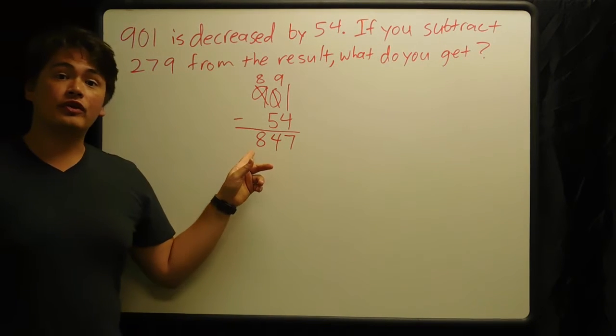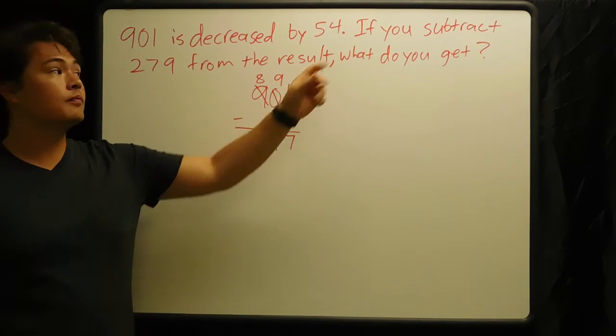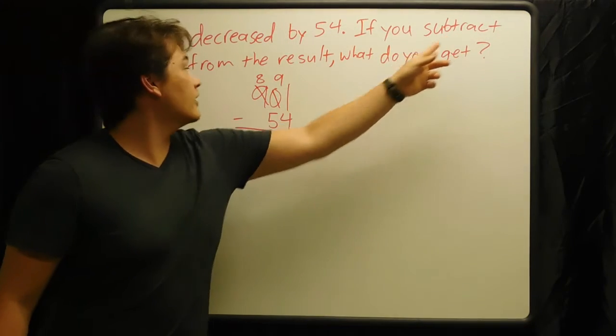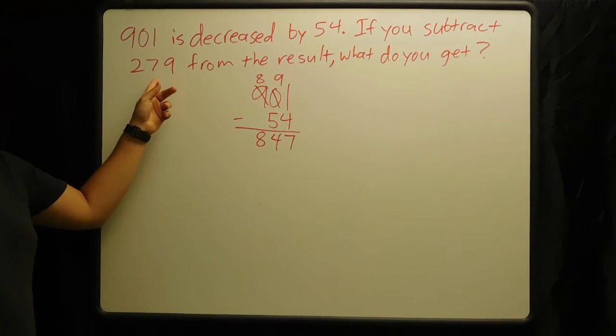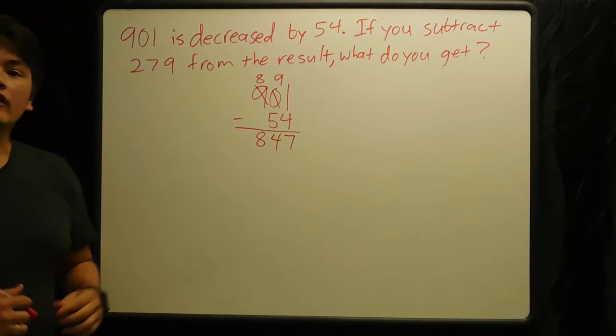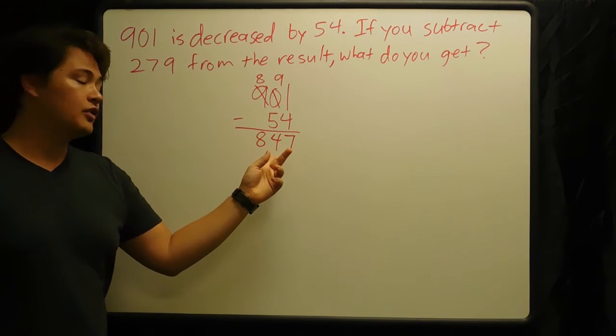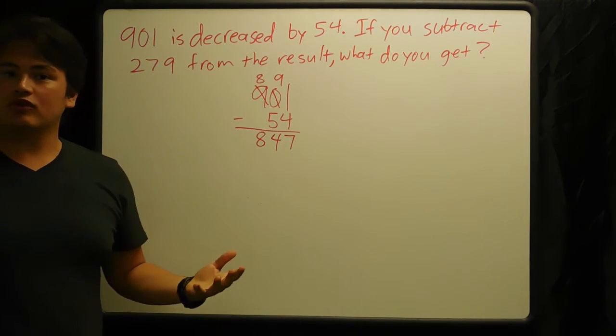Now that we got the result of 901 decreased by 54, we're going to subtract 279 from the result, which is 847. So what I'm going to do is I'm going to put 279 below 847 and subtract it.